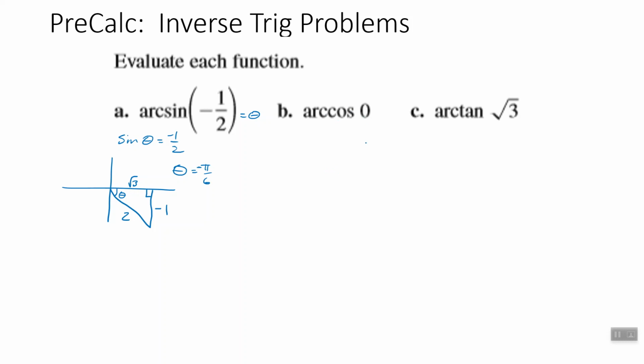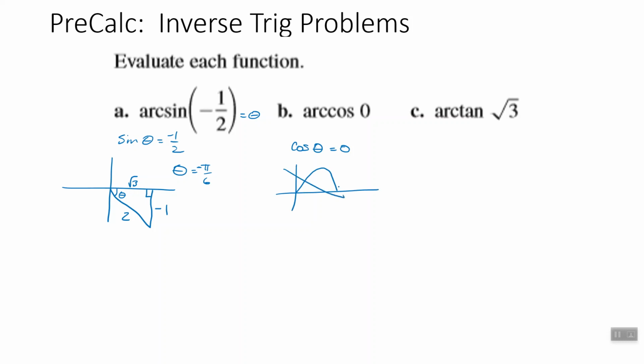All right, arccosine of 0. So that means, what's the angle where cosine will equal 0? Well, if we get 0 or 1 for cosine, usually we take a look at the graph. It goes up, and then it comes down.